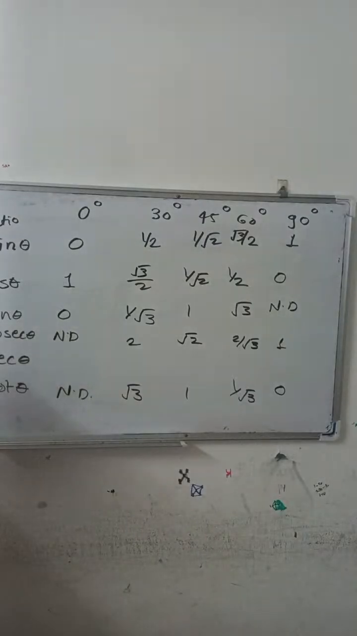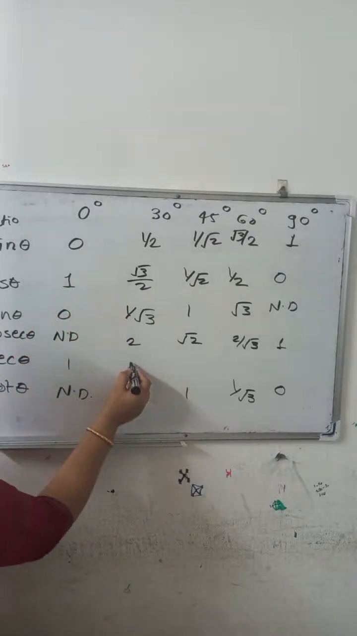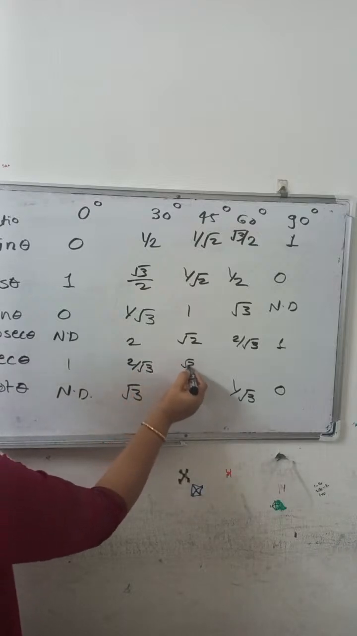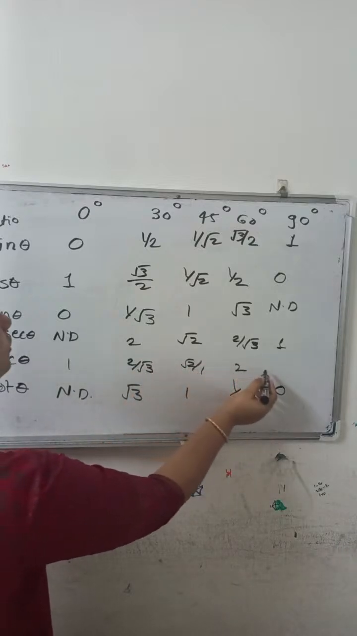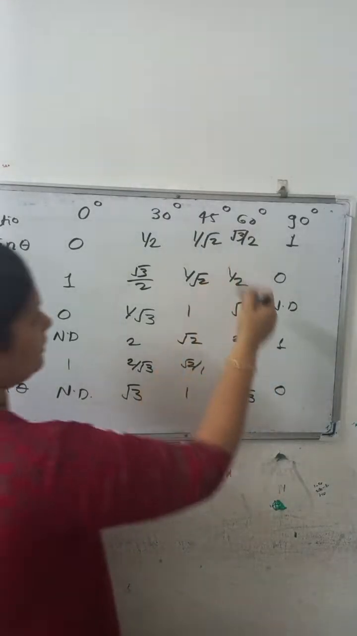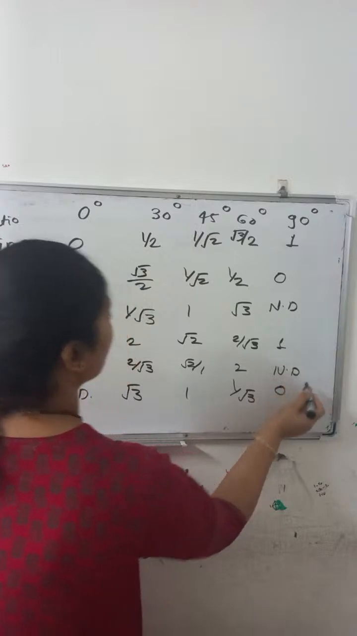Then sec theta is nothing but 1 by cos theta. So sec theta: 1 by 1 is 1, then 2 by root 3, then root 2, then 2, and the last value is 1 by 0, which is not defined.